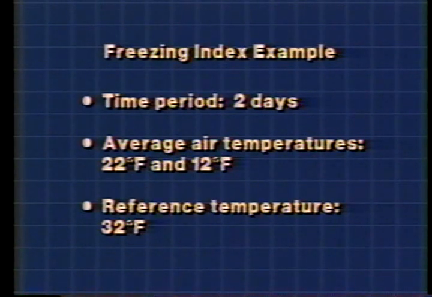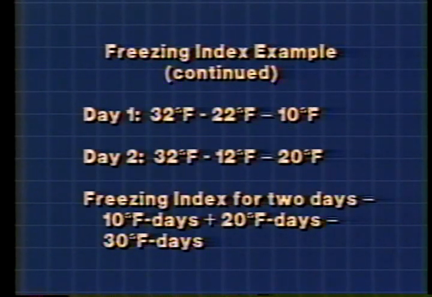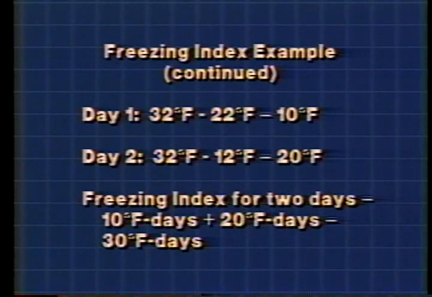32 degrees Fahrenheit. The reference temperature minus the average temperature for the first day, 32 minus 22, equals 10 degrees Fahrenheit. The reference temperature minus the average temperature for the second day, 32 minus 12 degrees, equals 20 degrees. The freezing index equals the addition of these numbers. 10 degree Fahrenheit days plus 20 degree Fahrenheit days equals the freezing index, 30 degree Fahrenheit days. The complete freezing index for the winter equals the addition of these daily values over the entire winter.